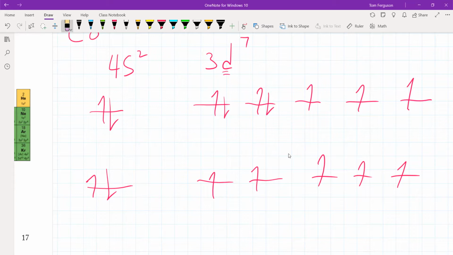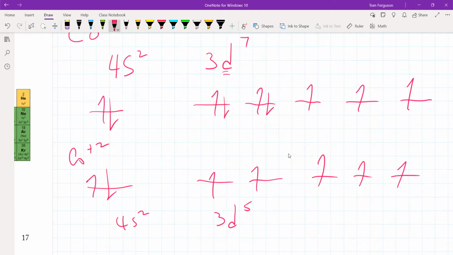It's half full now, which is better than before. Yeah, exactly. Or more stable, I should say. So that means cobalt in this case would be cobalt plus 2. So that configuration would be a 4s2, 3d5. Okay, thank you. This is clicking for me now.